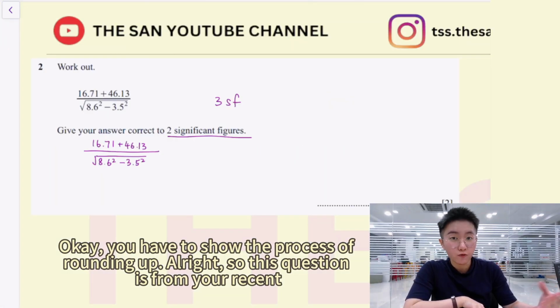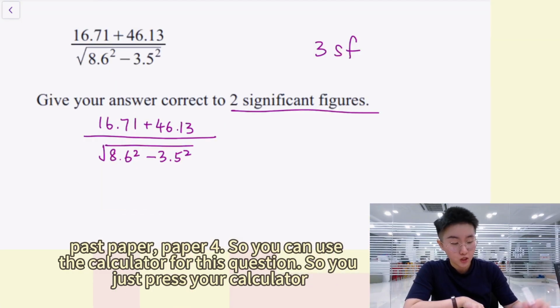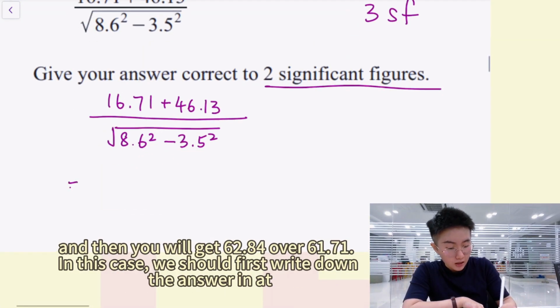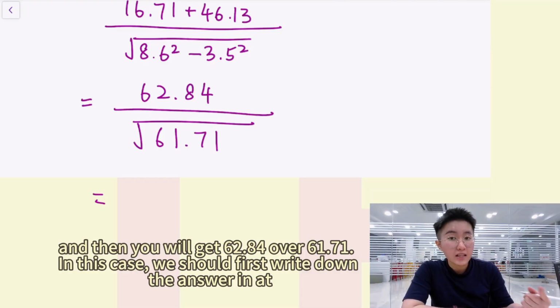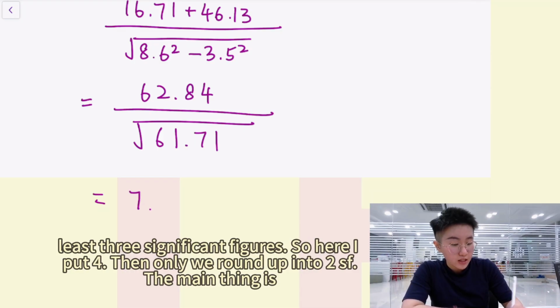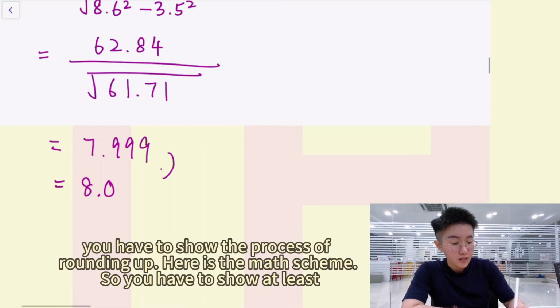Alright, so this question is from your recent past paper, paper 4. So you can use the calculator for this question. So you just press your calculator and then you will get 62.84 over 61.71. In this case, we should first write down the answer to at least 3 significant figures. So here I put 4. Then only we round to 2 SF. The main thing is you have to show the process of rounding.